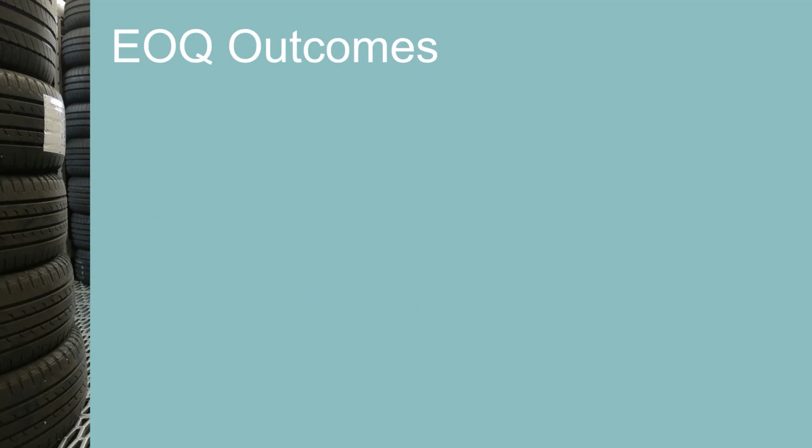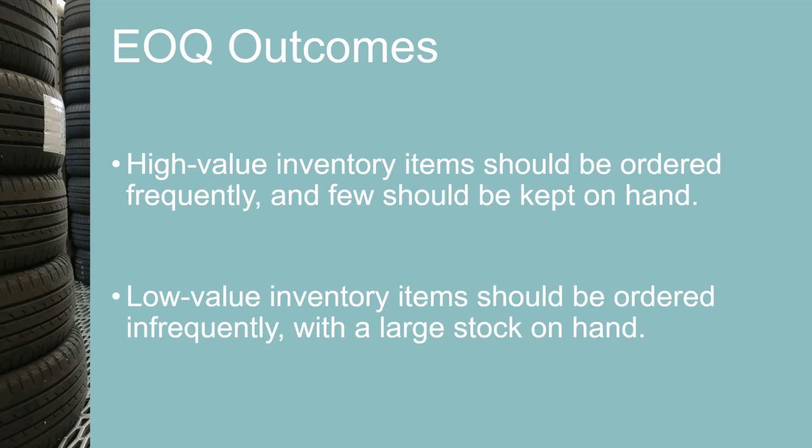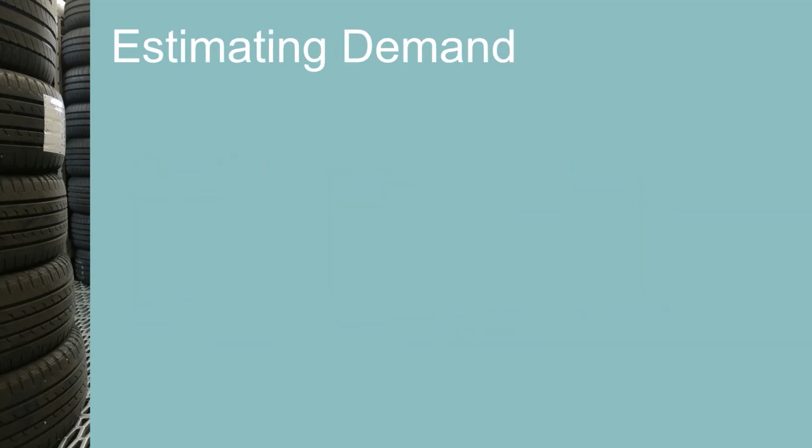The EOQ tends to have the following outcomes: high value inventory items should be ordered frequently and few should be kept on hand. Low value inventory items should be ordered infrequently with a large stock on hand. The economic order quantity formula has annual demand as an input, in other words, an assumption. How can demand be forecast?